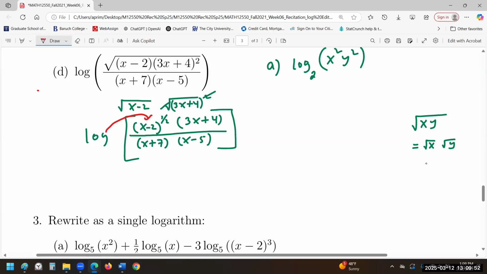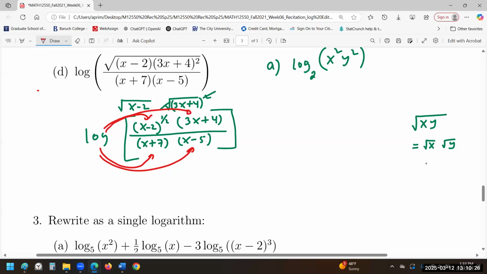So we need to distribute a log 4 times. Twice on the top, twice on the bottom. Everything on the top gets the plus sign. Everything on the bottom gets the minus sign. Ready?